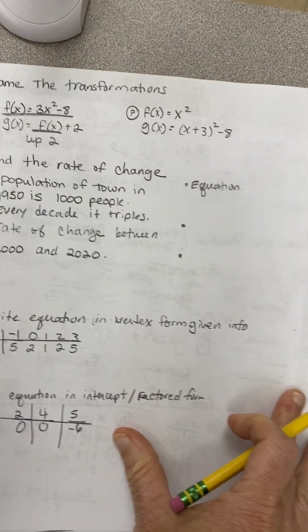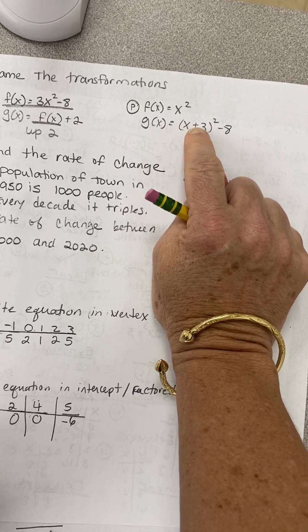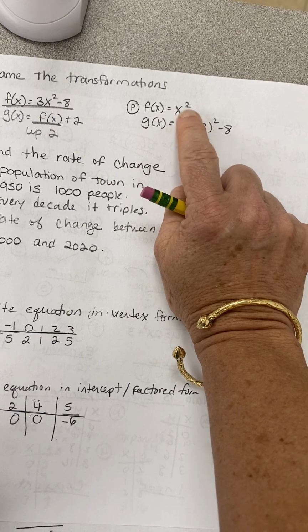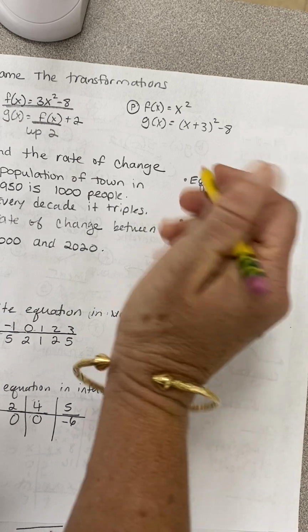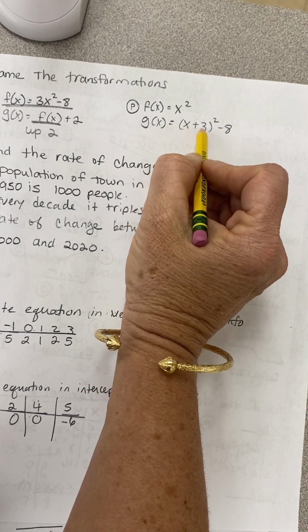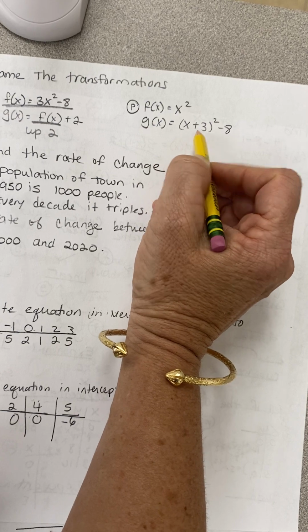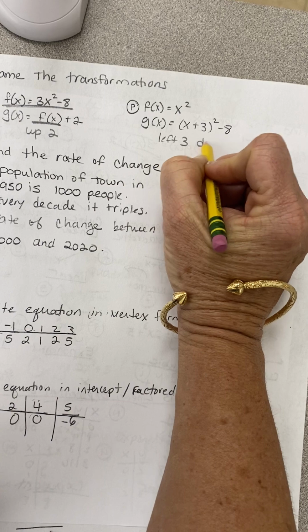Over here is a little different. I'm not comparing this to the whole f of x function. It's saying f of x is x squared, the parent function. What changes have happened from here to here? Well, you'll notice I just added 2, and it's in parentheses. Remember we talked about that goes sideways. It's the opposite of what you think. So this is left 3, and on the end, down 8.